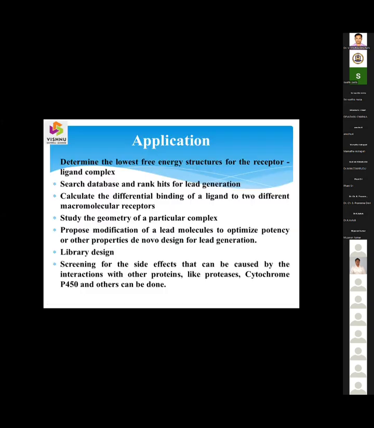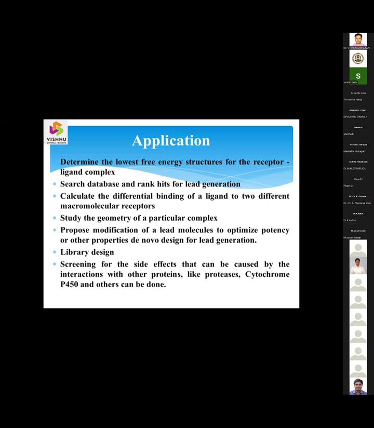Coming to the applications: determine the lowest free energy structures for the receptor-ligand complex. Our main target is how much low energy the ligand and receptor take to form the receptor-ligand complex. The lower the energy, the better the binding pose. You can also search databases and rank hits for lead generation, and calculate the differential binding of a ligand to different macromolecular receptors. Study the geometry of a particular complex. Propose modifications of the lead molecules to optimize potency or other properties, de novo design for lead generation. And we can go for library design also.